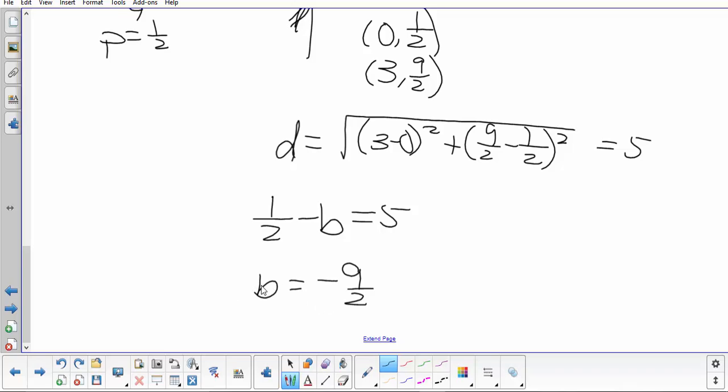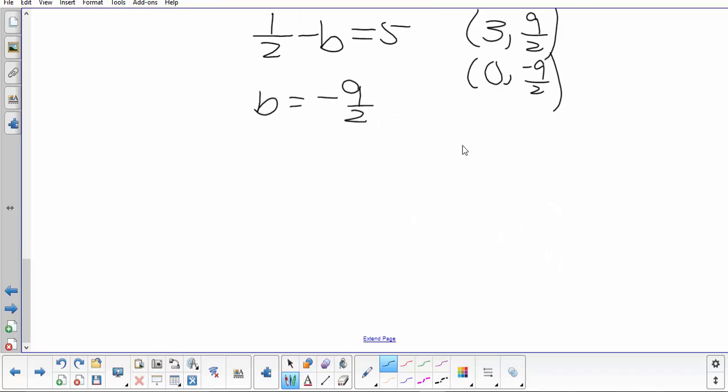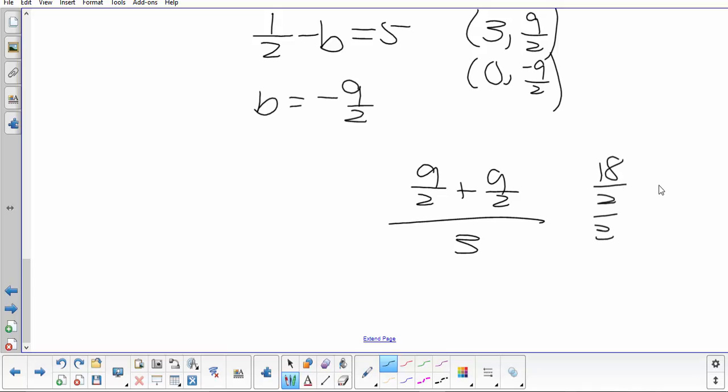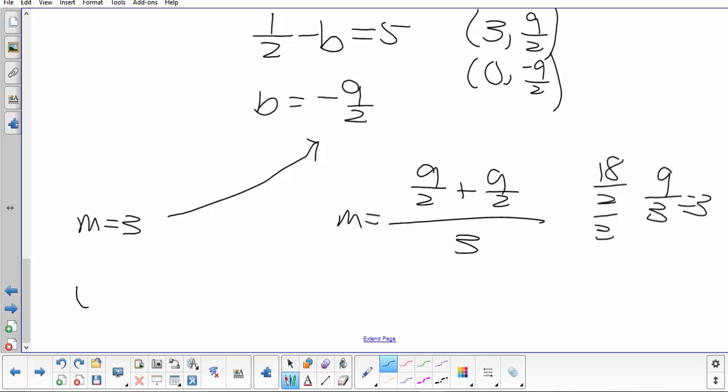So we have our 2 points. We have the point 3, 9/2. We also have the point 0, -9/2. So our next step is to find the slope between these 2 points. So 9/2 plus 9/2, because minus to minus would be negative, over 3. So 9 plus 9 is 18 over 2 divided by 3. So that would be 9 over 3, which is 3. So that means our slope is 3. So our equation is y equals 3x minus 9/2.